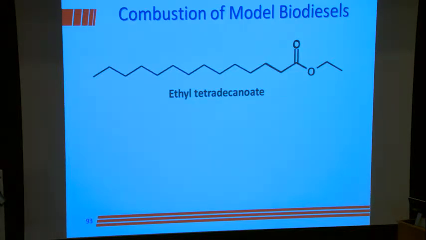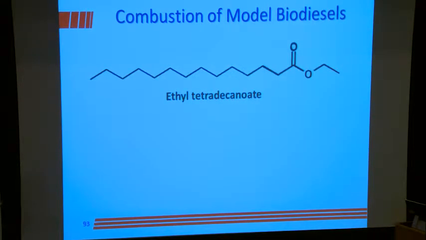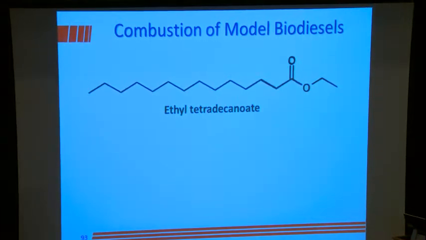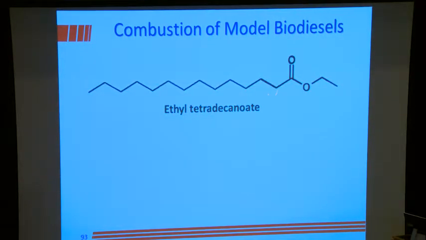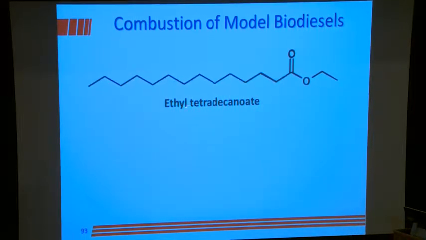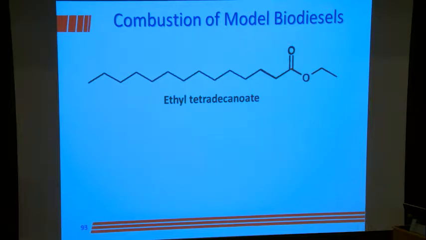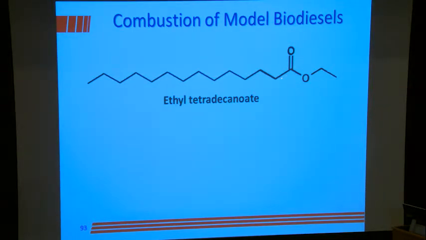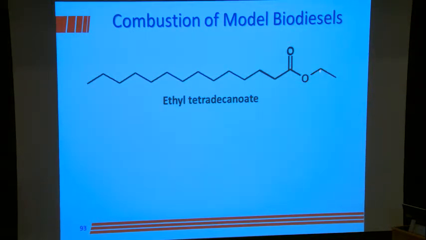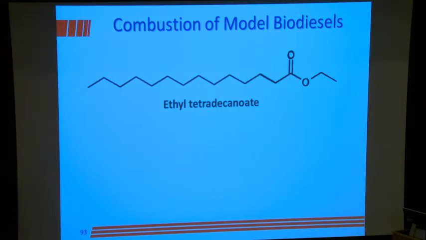So that's alcohols, and they're the relevant reactions that are important at low temperatures. If we look at large methyl esters, this is an example of a large one, ethyl tetradecanoate. So here's the ester functional group. We have a C double bond O, O, and this is actually an ethyl ester. We have an ethyl group here.